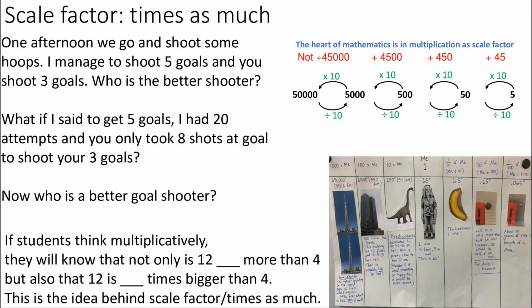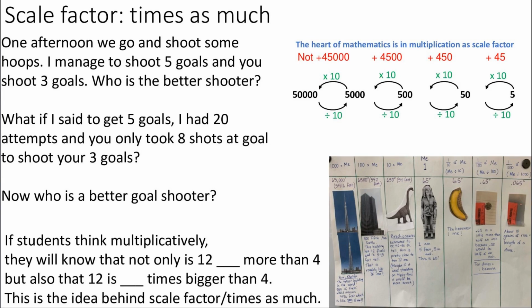So we want them not only to know that, for example, 12 is 8 more than 4, but we also want them to know that it's 3 times bigger than 4. And that's the idea between scale factor, times as much. And that's why I use a double number line to show that proportion, that relative size.